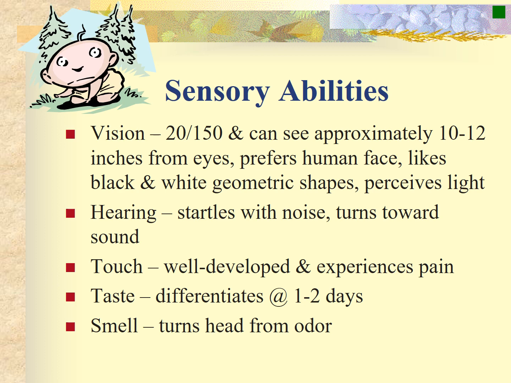Their vision is 20/150, and they can see approximately 10 to 12 inches from their eyes. They do prefer the human face. They like black and white best, and they do perceive light. So when parents are planning for bringing a baby home, they always bring these really colorful things. Well, it's better to just stick with black and white for a while, because that's what the baby can see. It won't hurt to do colors, but black and white is fascinating to newborns.